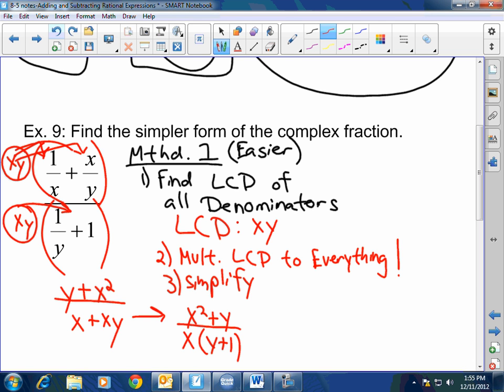This is all we're going to do for the rest of the day, is practice. This is all we're learning today: complex fractions. I just finished saying that all we're going to do today is examples. But thank you for asking me to reiterate.